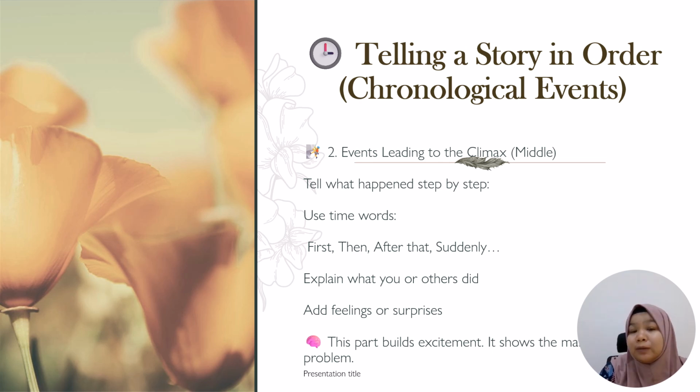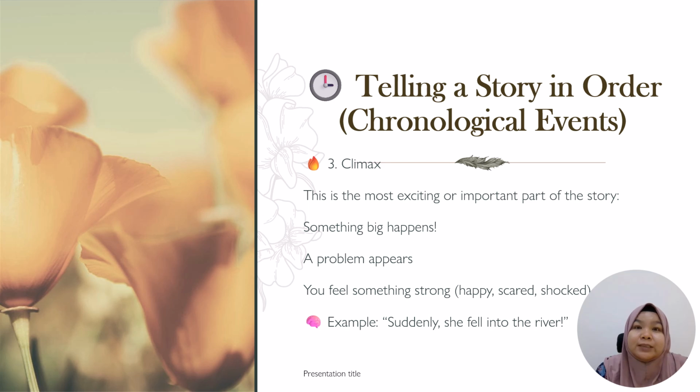Okay, so of course, again, you will use words like first, then, after that, suddenly. And then you have the climax, which is the most exciting or important part of the story. So the most shocking part of the story, all right? Something big happens, a problem appears, okay? For example, suddenly she fell into the river. So that is the most shocking or the most exciting part of the story.